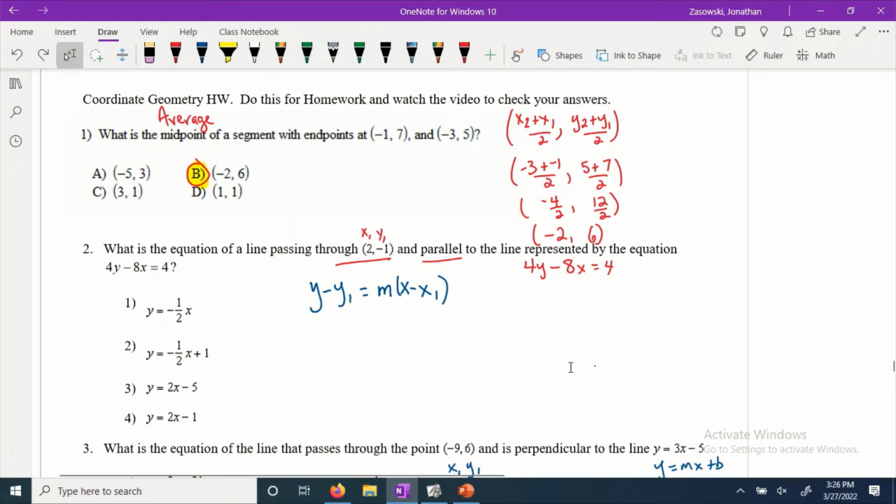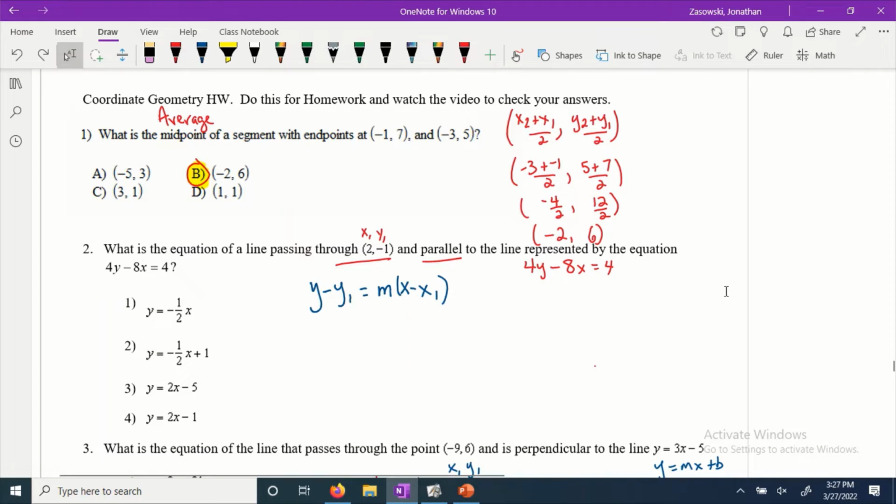For the second question, we're going to take our line and it's going to be parallel to this equation. So we have to solve for y to get the slope first. And then we're going to plug the point and that slope into the point slope form here. Now notice that none of these are in point slope form. So we're going to have to do a little solving here to get that equation.